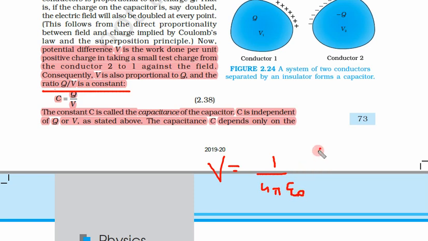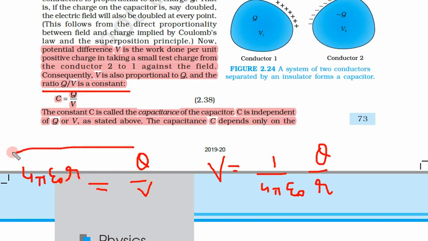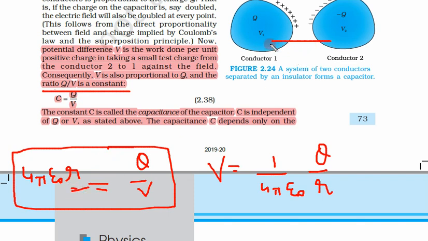Okay, and this is Q by R. So if we divide, not this, this Q by V. So taking V here, Q by V is equal to 4 pi epsilon naught R. Again, if you see, R, the distance between two conductors, is fixed, and this itself is a constant. This Q by V ratio is also a constant.